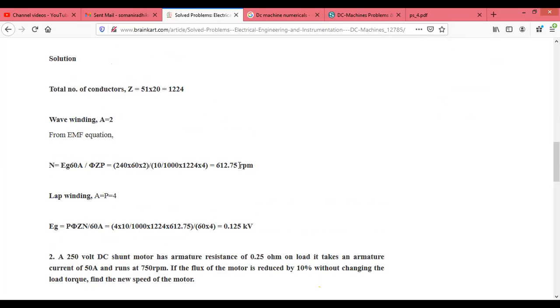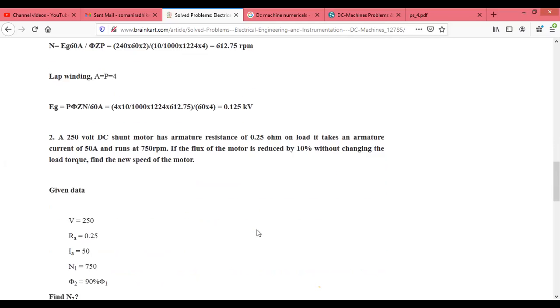N we have just solved. We can write that speed because we are saying speed is constant. So we can take that speed upon 60. A, we are taking for the lap winding, A equal to P. So you can take A equal to P equal to 4. You will get here 60 into 4. If you solve, you will get 0.125 kilovolt.